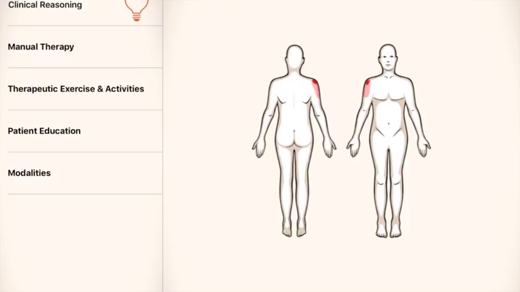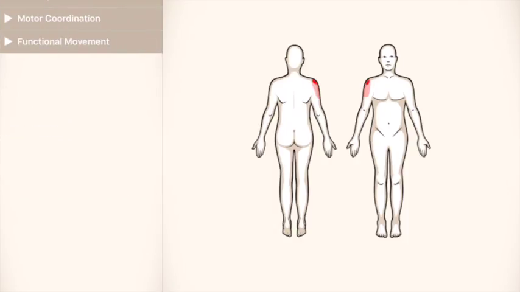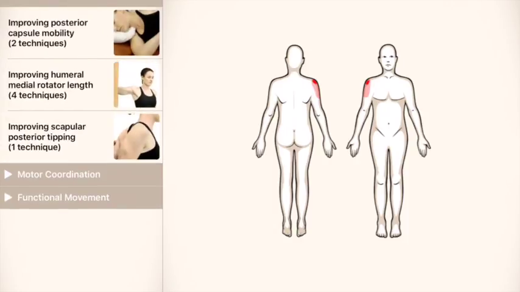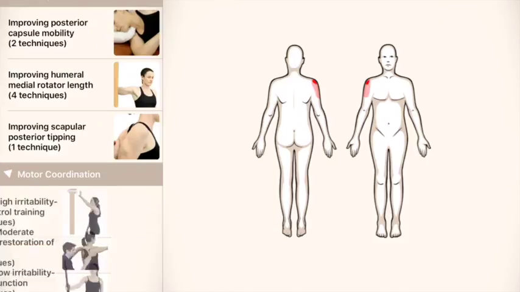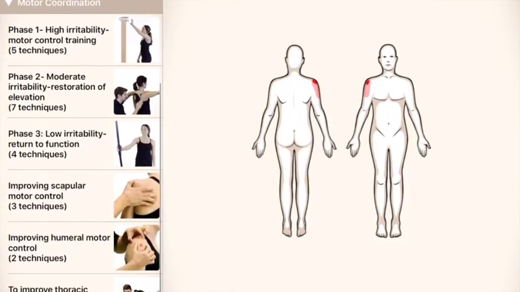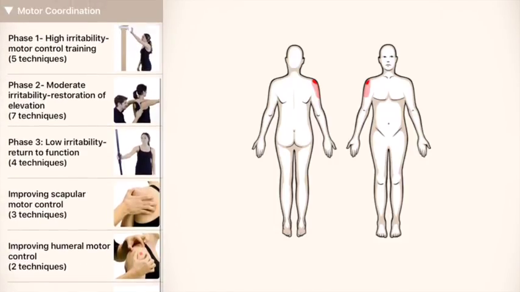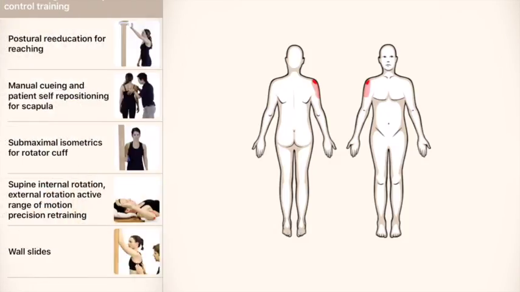When it comes to the therapeutic exercises, again, you can do a number of mobility type exercises to stretch and improve tissue length. But really, in the motor coordination part of the therapeutic exercises, we've broken it up into 3 phases based on a lot of good work by some of our colleagues from Canada, where they're using exercises for motor control training related to the scapula.